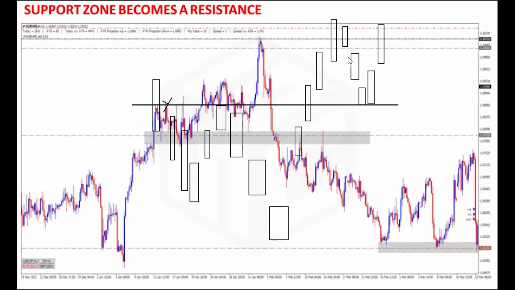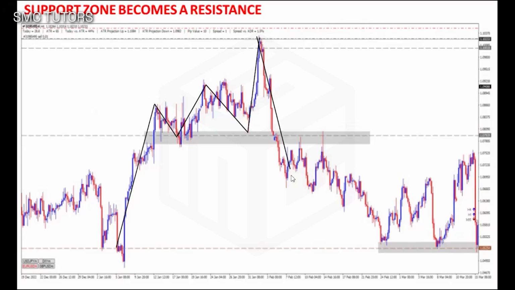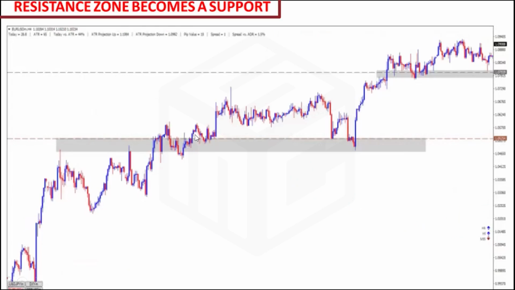Just like the example we have here, a support zone becomes resistance. Price went up all this way, came back, we found support here, went back up, came back down, broke the support level, and it's now becoming resistance to push price to the downside. So this happens when we get a break of support, we get resistance showing up when the level is being flipped.